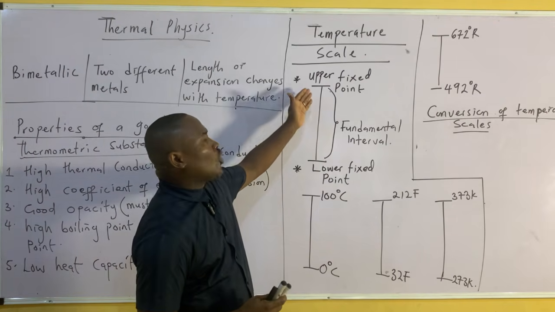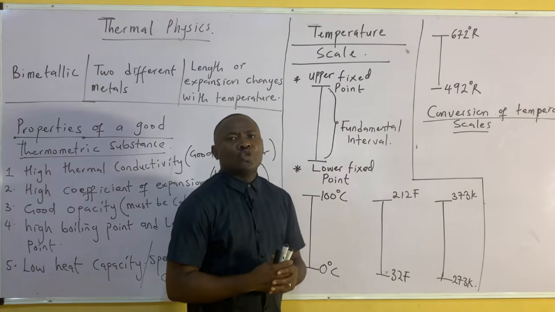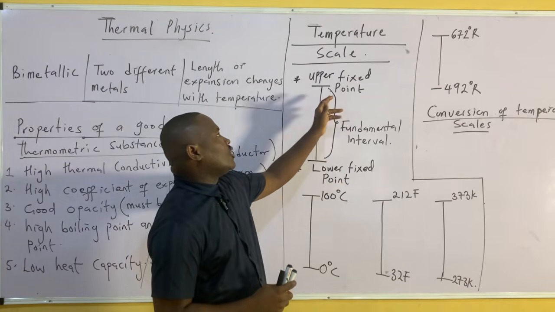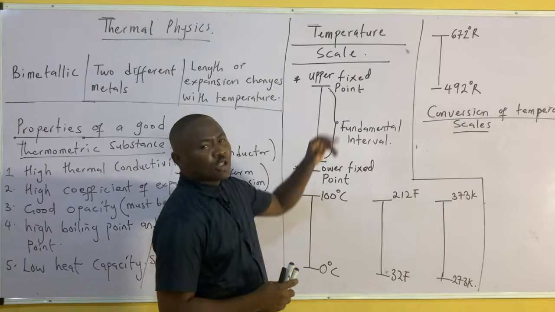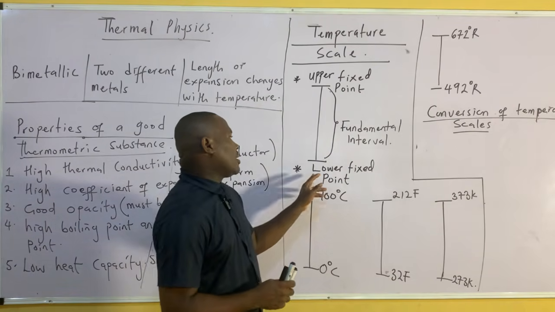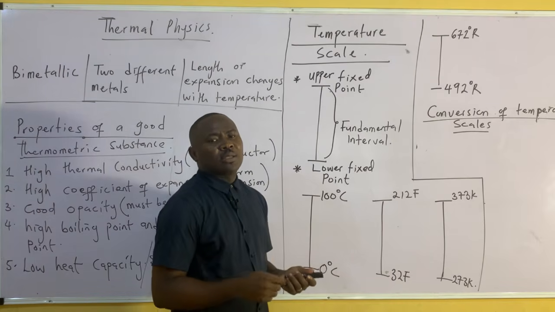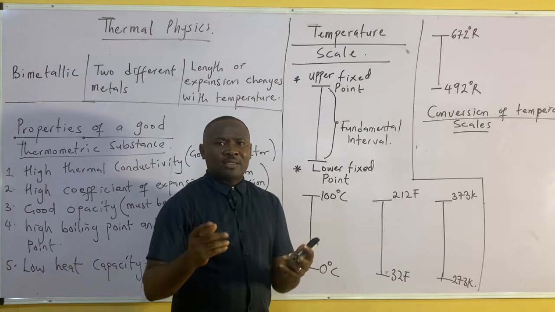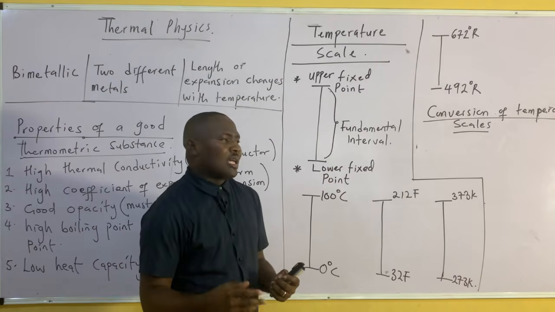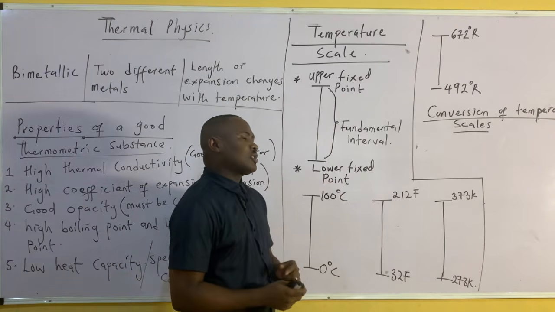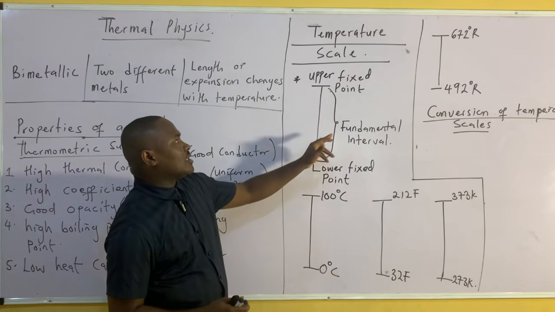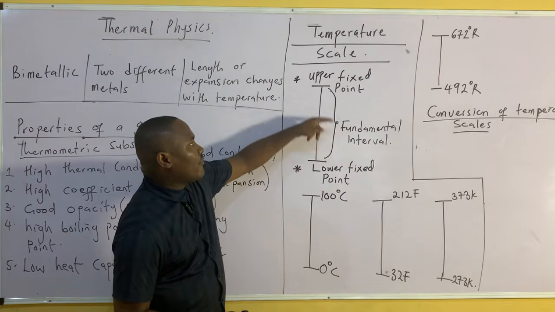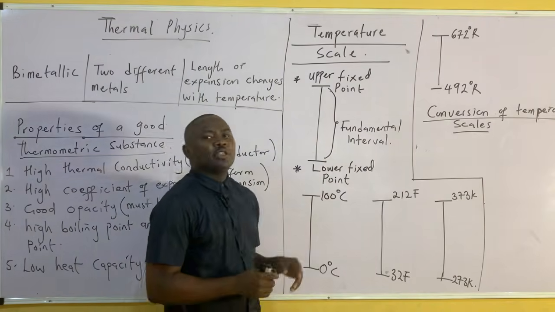How do you determine an upper fixed point? You determine an upper fixed point using what we call a hypsometer. It's the instrument or device used for measuring the upper fixed point of a thermometer. What about the lower fixed point of a thermometer? You can determine that by putting a thermometer in a glass of ice. You have ice, then you have a thermometer placed into the ice. That's an experiment to determine the lower fixed point of a thermometer. Now look at this. The difference between the upper fixed point and the lower fixed point becomes the gap between the two, and we call that the fundamental interval.